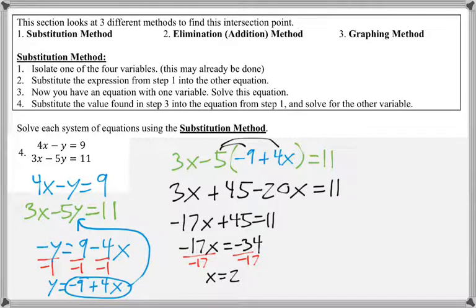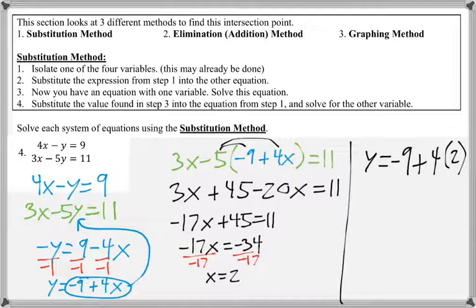So if we plug it into this equation here that we found in our step 1, then we should be able to find what y is equal to. So y is equal to negative 9 plus 4 times 2. So y is equal to negative 9 plus 8, or y is equal to negative 1. So I have my x value, I have my y value, so my final answer is 2 comma negative 1.